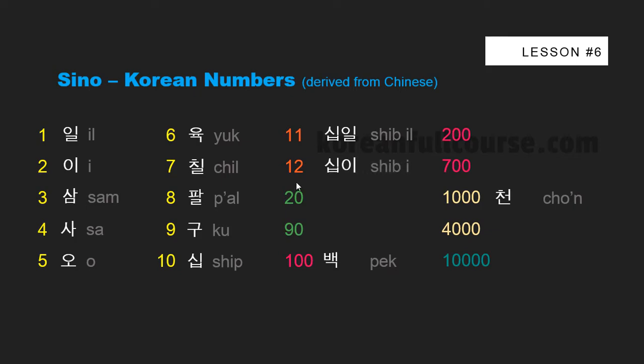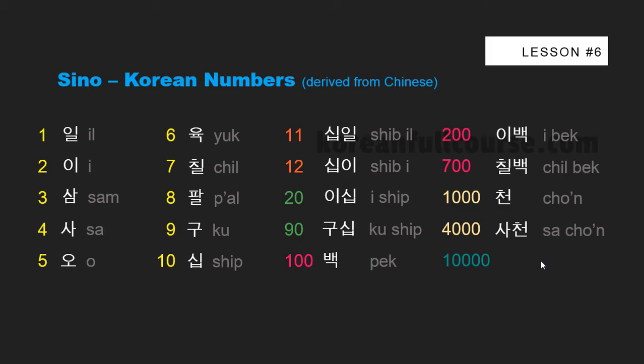12 is sibi. To get 20, you just say 2 and 10, isip. How would you say 90? 90 is kusip, 9 and 10. 100 is pek, 200 is ibek, because pek is now placed between vowel sounds. 700 is chilbek. Here pek is preceded by a consonant, that's why I read it as b. I explained this rule at the beginning of this lesson. 1000 is chon, so 4,000 is sachon, and 10,000 is not sipchon, it's man. And finally, 0 is yeong or gong.